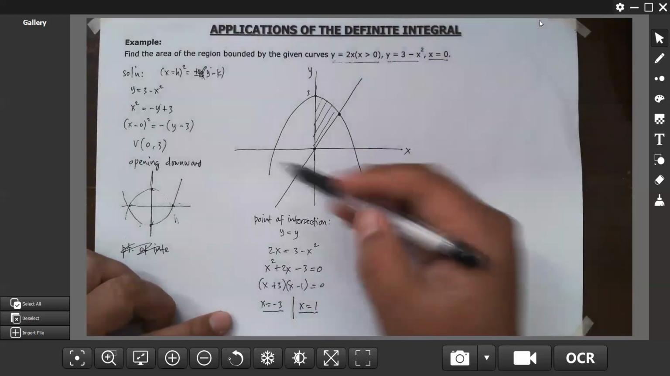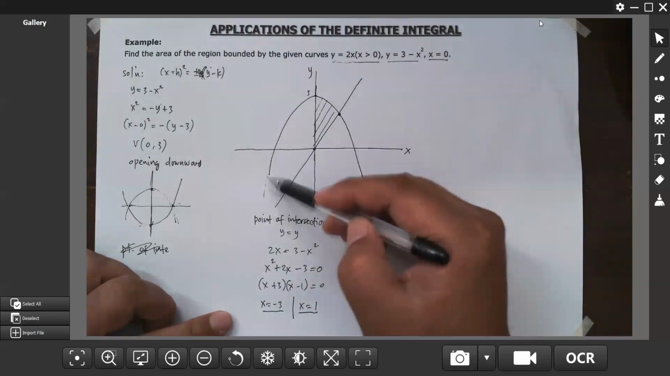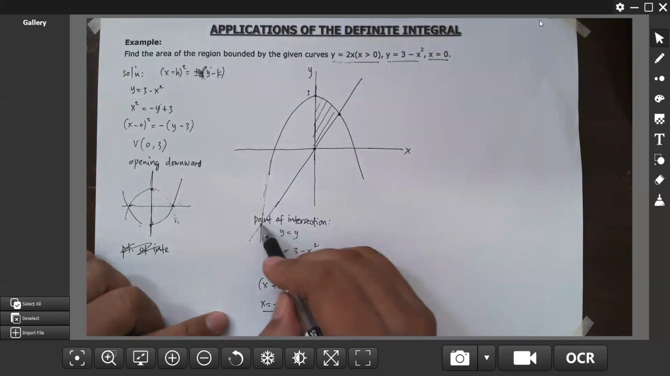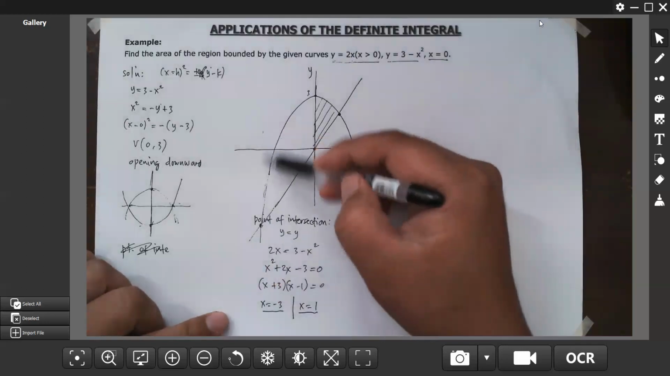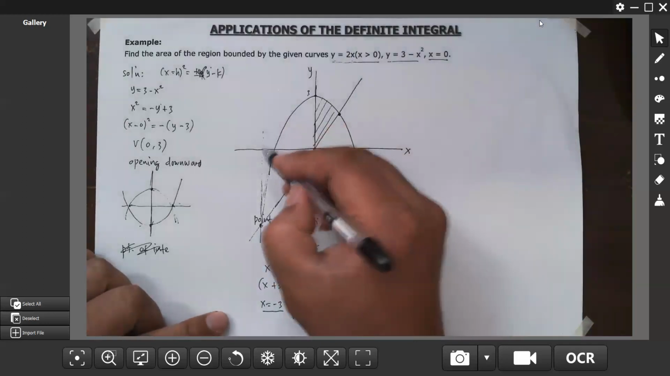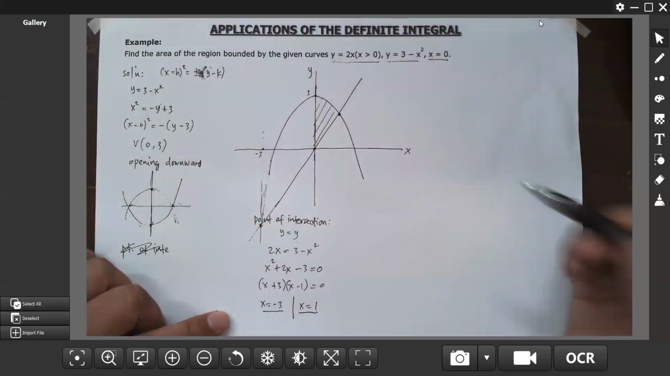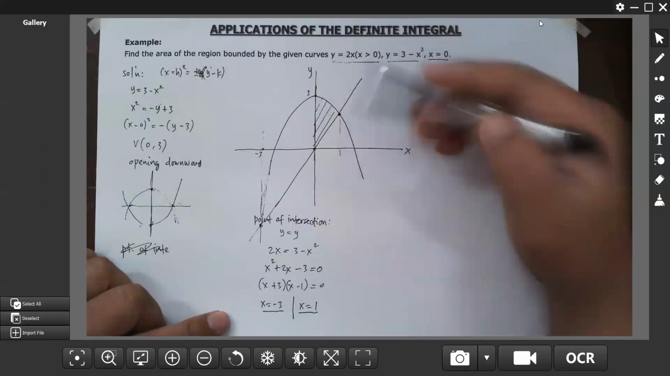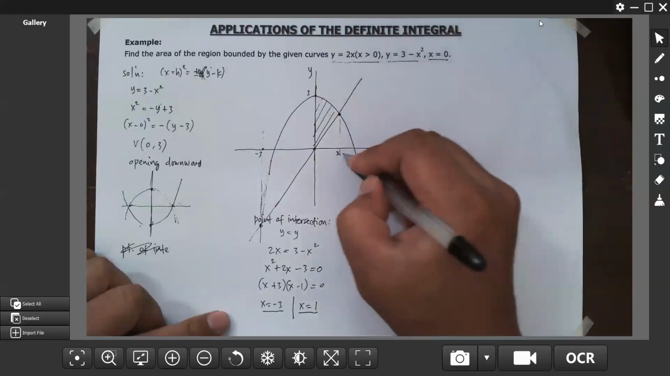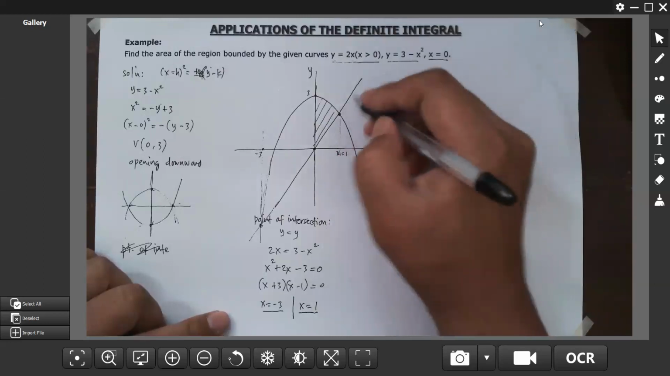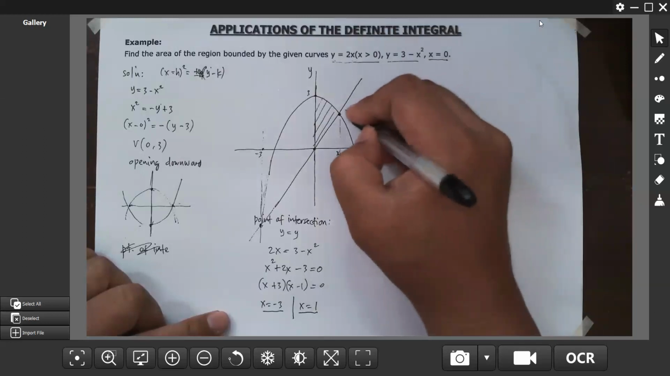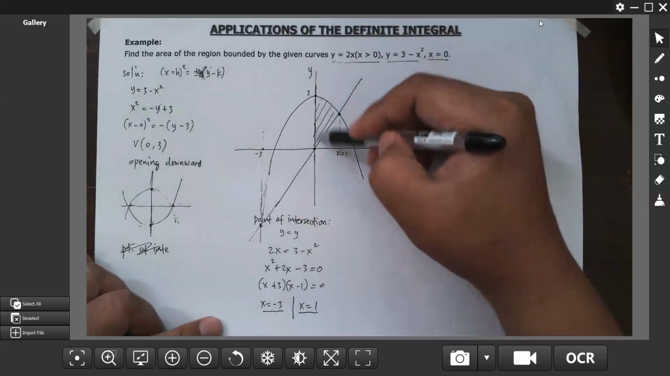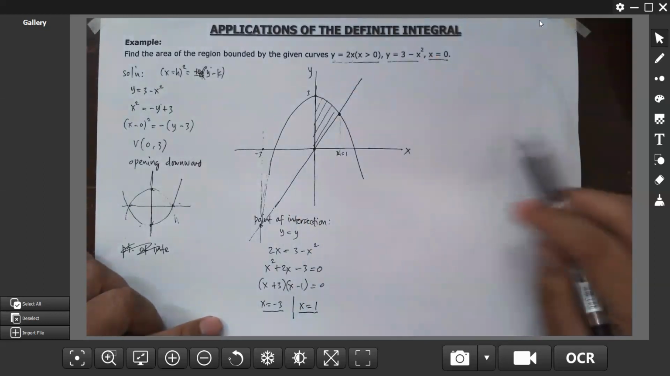If you extend this one as well as the line, they may intersect at x equal to negative 3. But we are only considering x equal to 1. So the bounded region is from 0 to 1.